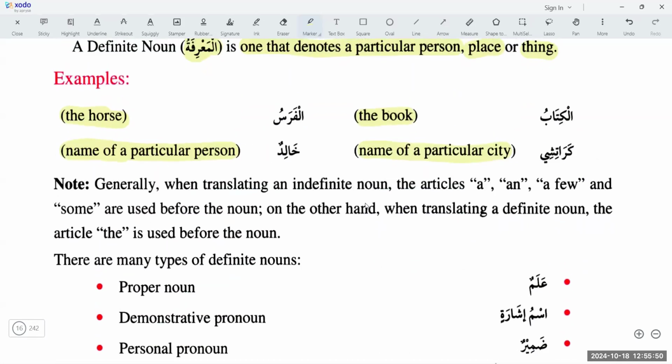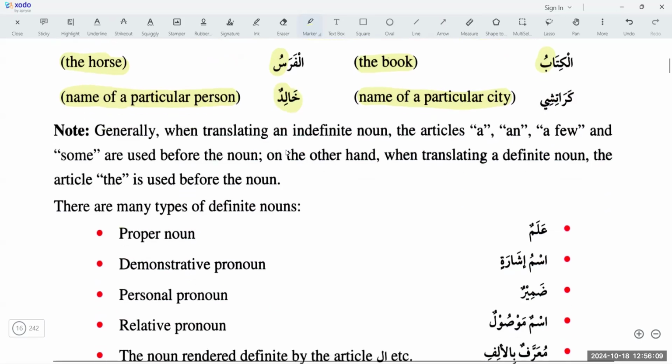So these are definite nouns. And here you see there is no tanween at the end of al-farasu, al-kitabu. And Khalidun, this is a proper noun, so it cannot change. It is definite.